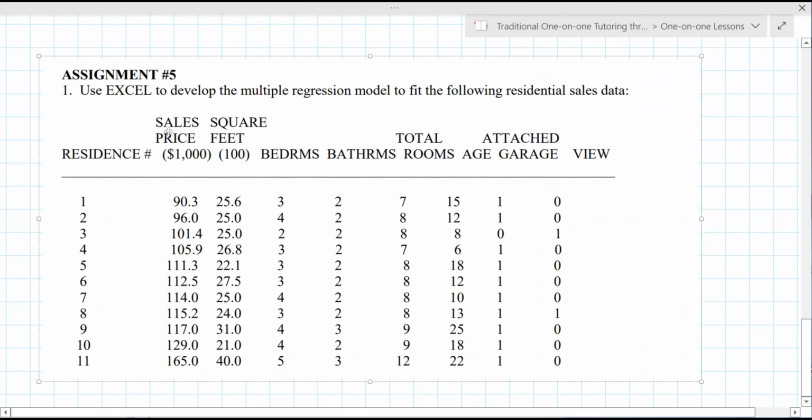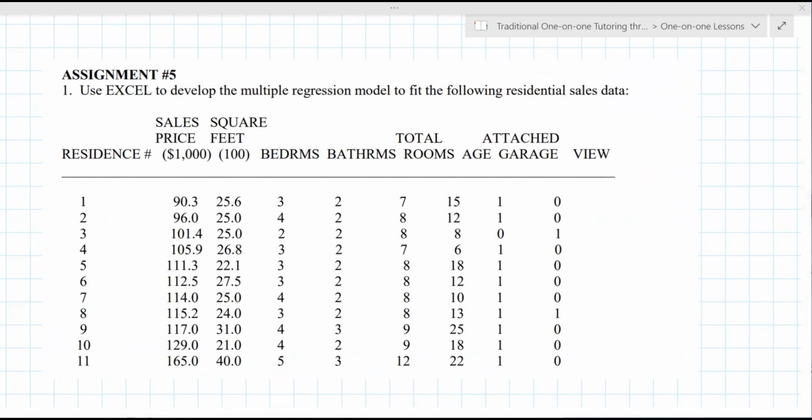So residence, sale price, bathrooms total, age, attached garage, view. Okay. Yeah, I mean, this is just another Excel thing. So here, let me do this. I'm gonna mute myself. I'm gonna enter the data, and then I'll say hi when I've got it all done. Okay, all good.